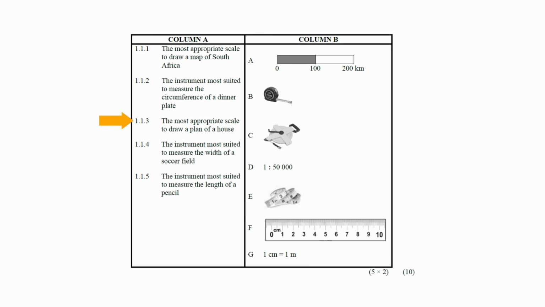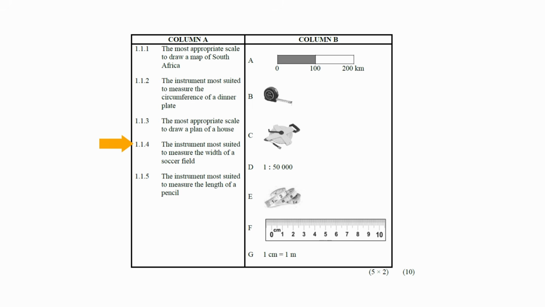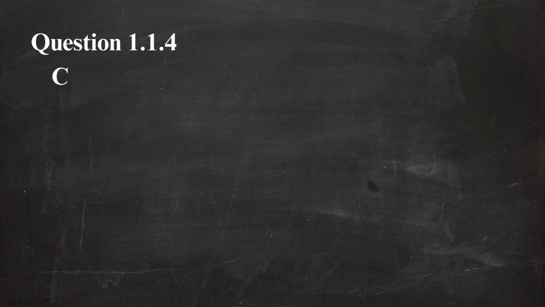In question 1.1.3, you have to select the most appropriate scale to draw a plan of a house. The most appropriate scale to draw a plan of a house would be G, the numerical scale of 1 centimeter equal 1 meter. In question 1.1.4, you have to select an instrument that is suited to measure the width of a soccer field. The instrument most suited to measure the width of a soccer field would be C. This tape measure is used to measure distances longer than retractable tape measures.